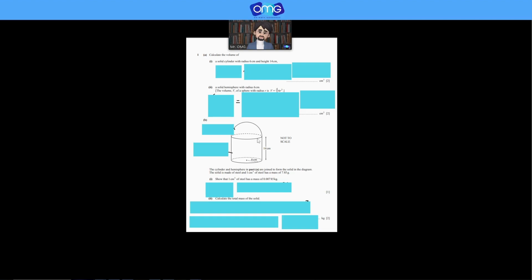Calculate the volume of a solid cylinder with radius of 6 cm and height 14 cm. So we're going to use the formula pi r squared times height, because it is a cylinder. With the radius 6 and this height 14, and we calculate using a calculator, we get 1583.36.